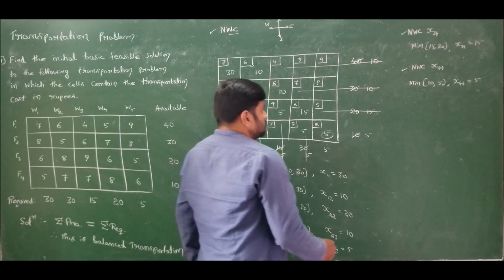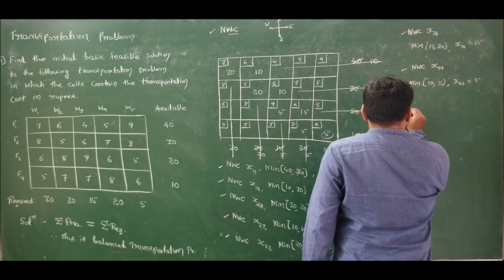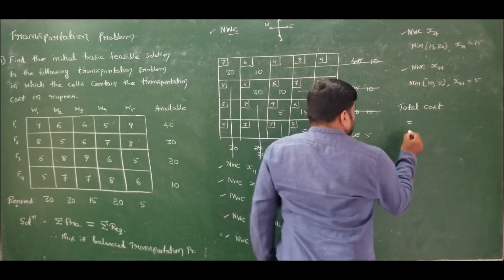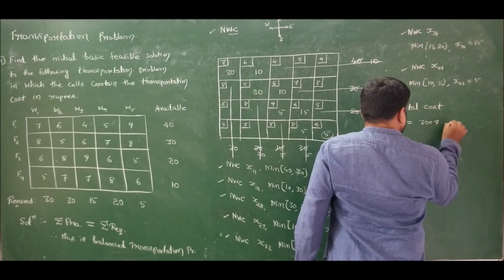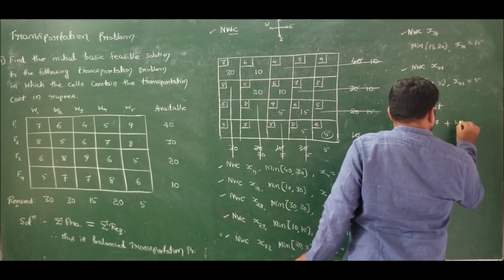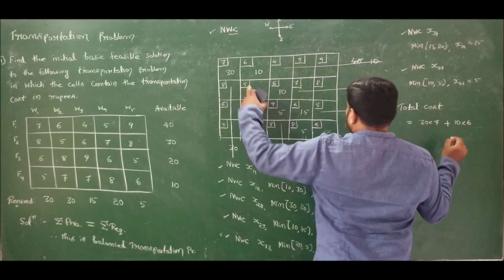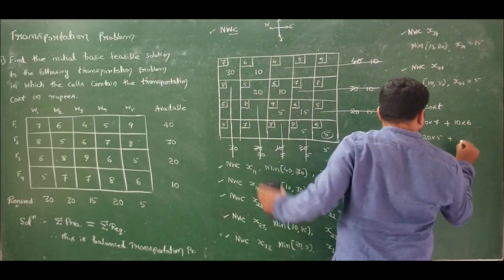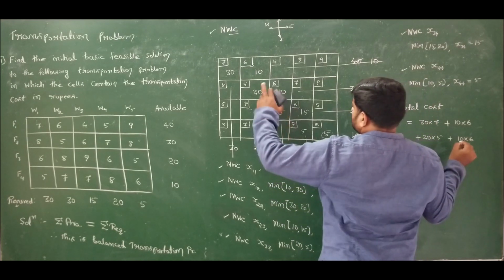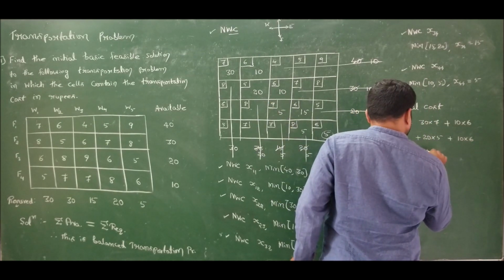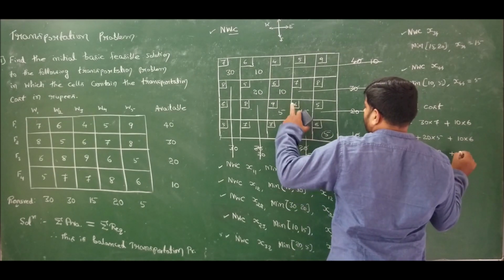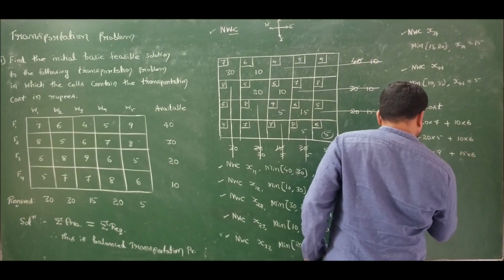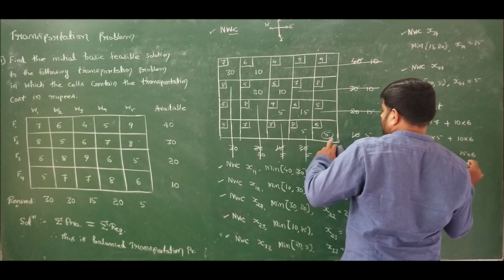Now we multiply the basic feasible solution. How much is the transportation cost? The total cost will be equal to 30 into 7 plus 10 into 6 plus 20 into 5 plus 10 into 6 plus 5 into 9 plus 15 into 6 plus 5 into 8 plus 5 into 6.